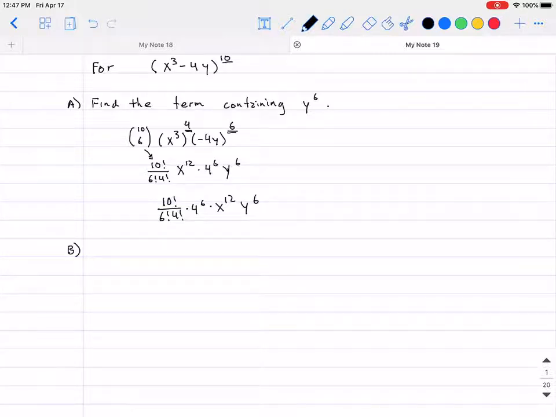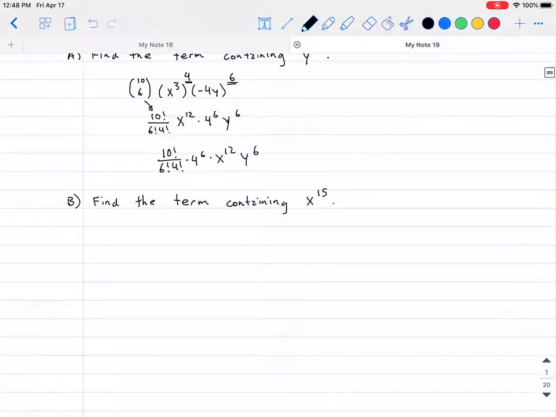Okay. Let's try to look at another variation of this type of problem. Let's say this time, for the same setup, I want you to find the term containing x to the 15th. Okay, so I want you to find a term that contains x to the 15th. So we'll do the same procedure. We know that you're going to have x to the 3rd raised to some power.